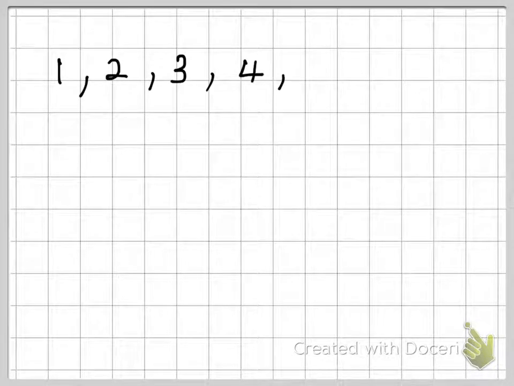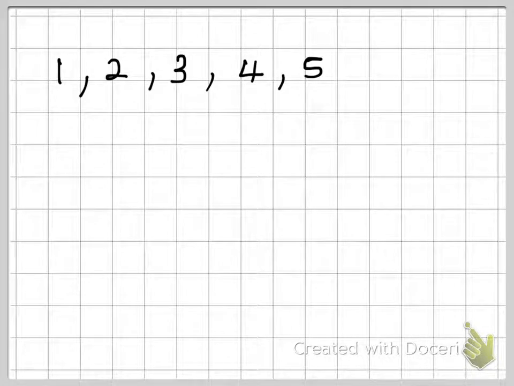Now we are used to seeing the numbers 1, 2, 3, 4, 5, and we can go on and on and on. Those are normal numbers that we count with.